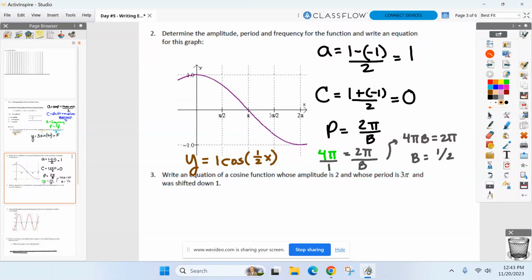Harper, go ahead. Why can't you do like 2 cosine half x and then plus 1 or minus 1? Say that again. 2 cosine. Because isn't the amplitude 2 cosine. What do you want to put? 1/2 x? Yeah. And then what? Minus 1. Because isn't the minus 1 shift?